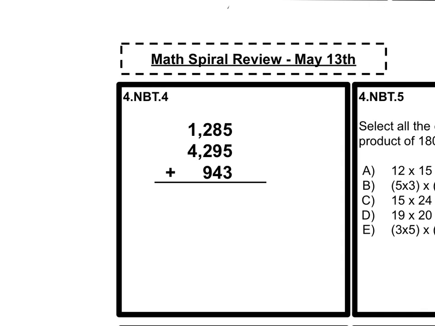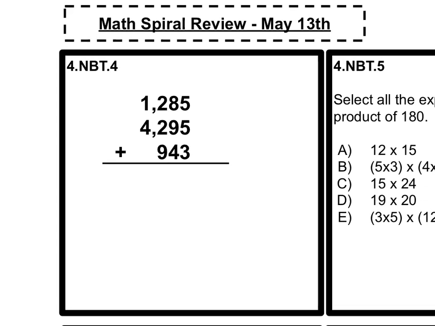The first problem is just a simple addition. Make sure that you line up and that you start in the ones place. So 5 plus 5 plus 3 is going to be 13. Put down the 3, regroup the 1. I'm doing 1 plus 9 is 10, plus 8 is 18, 19, 20, 21, 22. So I put down the 2, regroup the 2 to the next column.